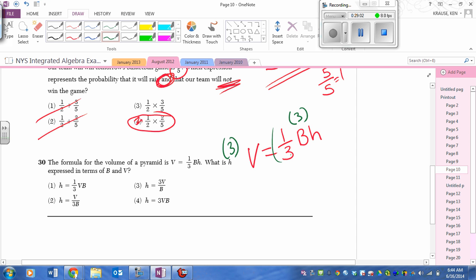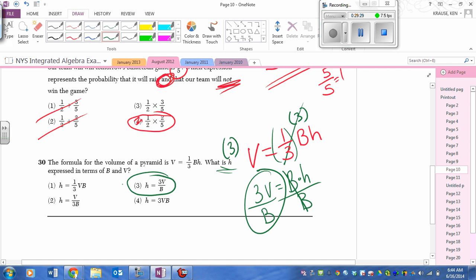Now, by multiplying 1/3 times 3, they actually cancel each other out. So I'll get 3 volumes is equal to the base times the height. Now, I want to know what is the height. And notice they all have h equals, so I divide by the base. Divide by the base. And I get h equals 3v over the base. So put that work and circle the right answer. There we go, last question. Done with that one.